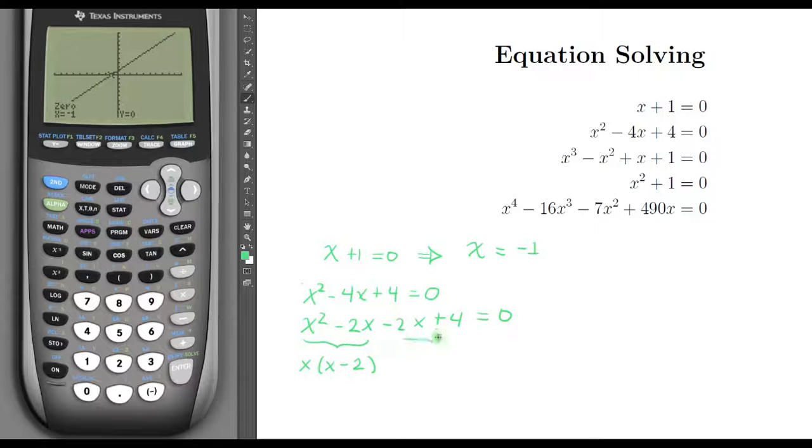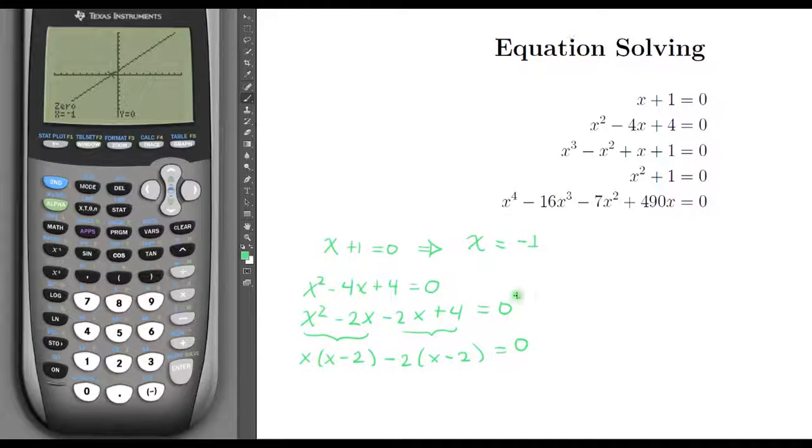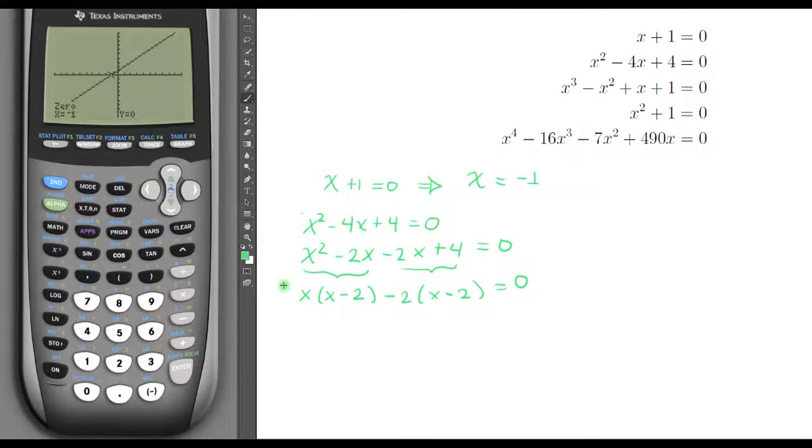And then what can I factor from these two? Well, -2, and I get x minus 2 again. Okay, and using the distribution law, this becomes x minus 2 times x minus 2 equal to 0, which implies that your only 0 is x equal to 2.